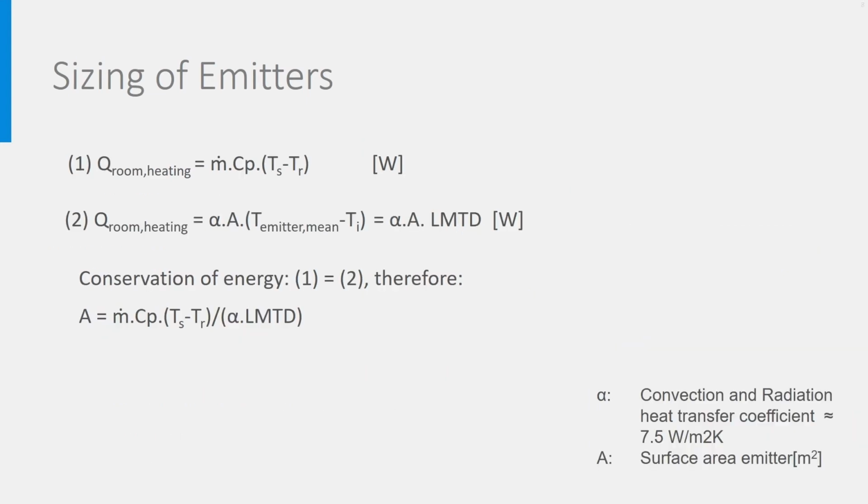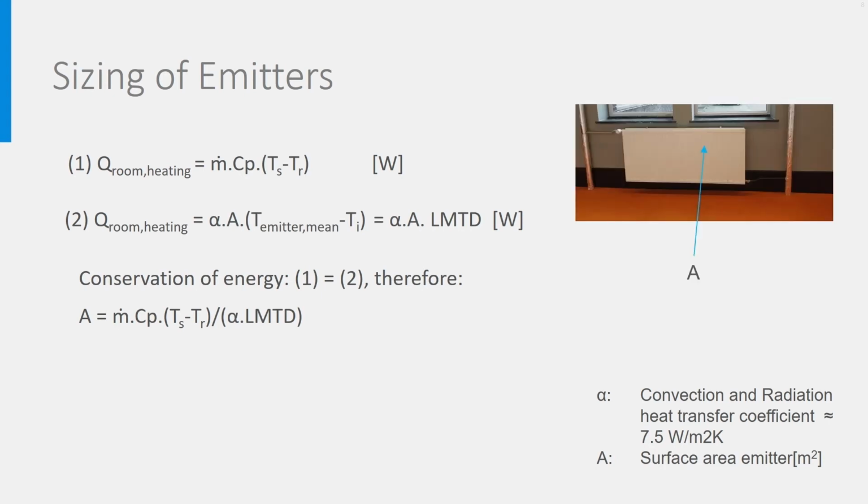If you know the temperature levels T supply and T return and the quantity of heat to be exchanged, you can then relatively easily estimate the needed heat exchanger area, the area of the emitter, therefore, by using the law of conservation of energy, by which the results of equation 1 should be equal to the results of equation 2, leading to the formula below. The surface area, A, determines the size of the emitter, a radiator in our case, and therefore its costs.